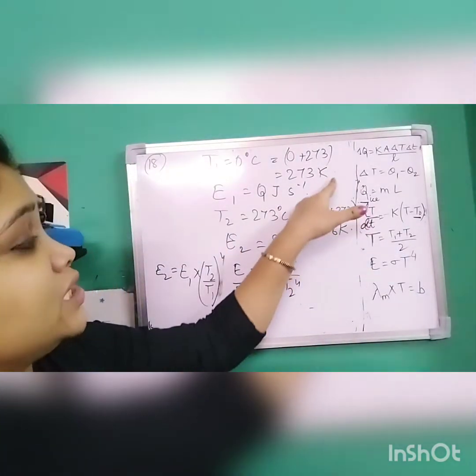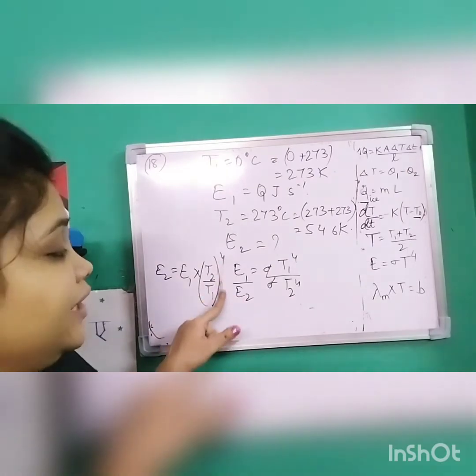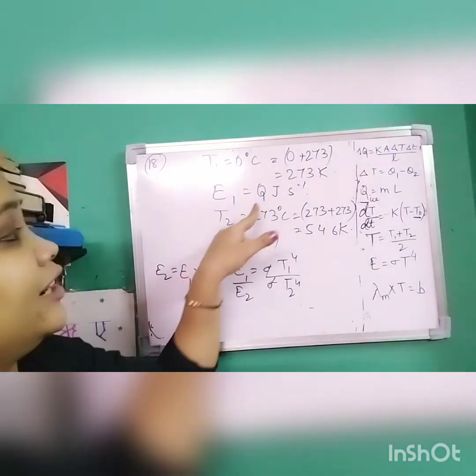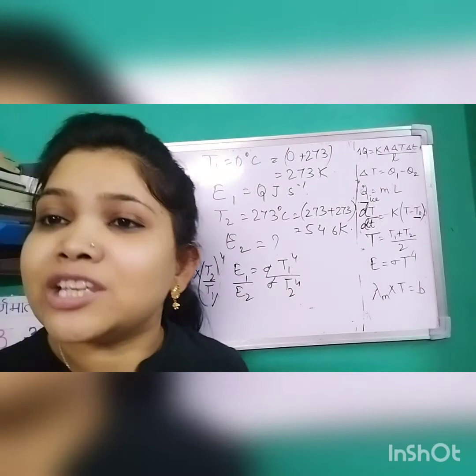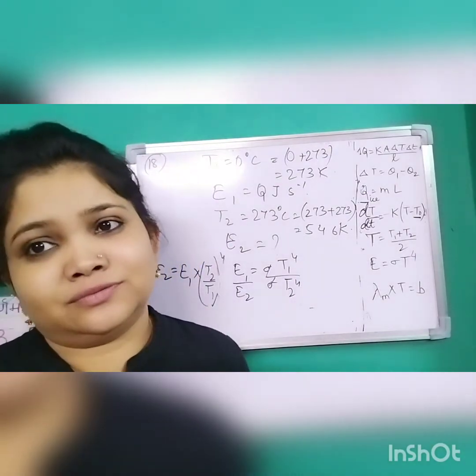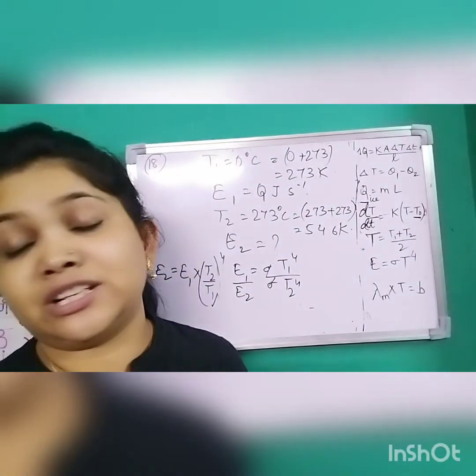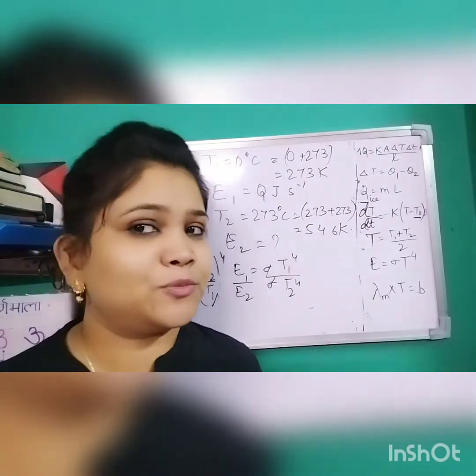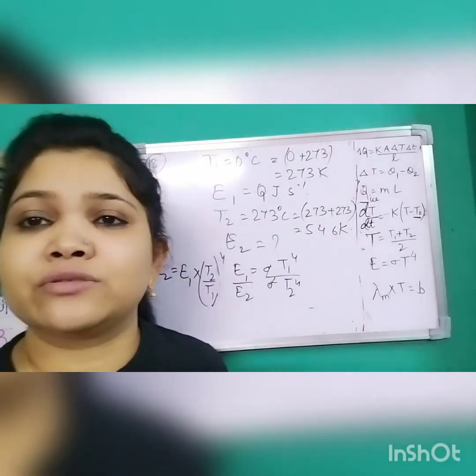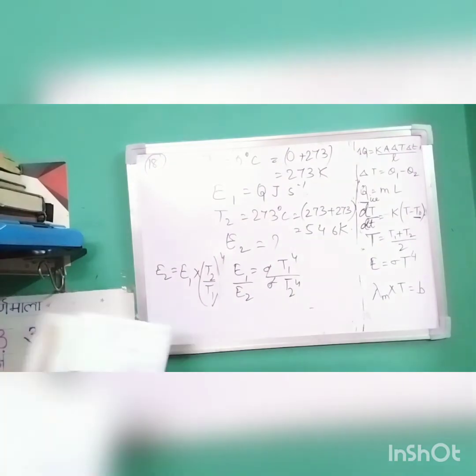Okay, so put these values, solve it, bring it in the power of 4. E1 is given as Q, so you will get your answer in Q. That I leave it to you to solve. Please put the values, solve, and get the answer for E2. Now let's move to the next sum.